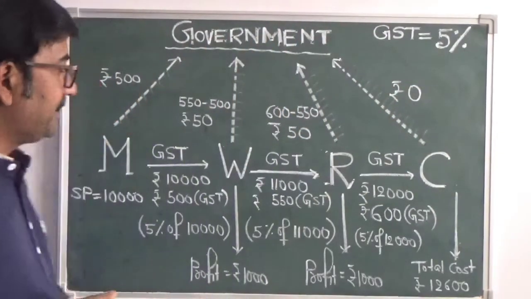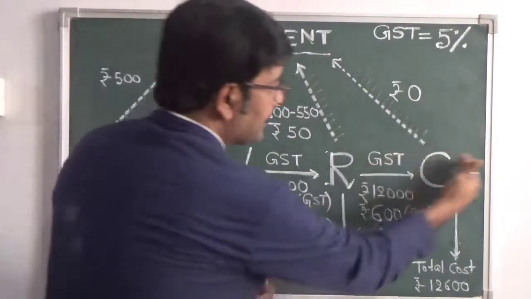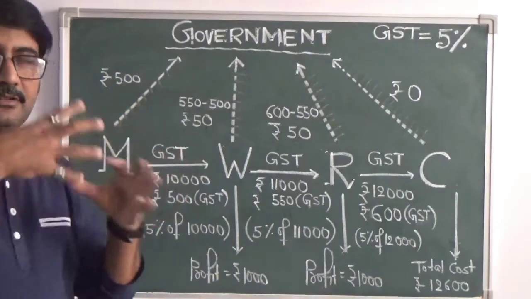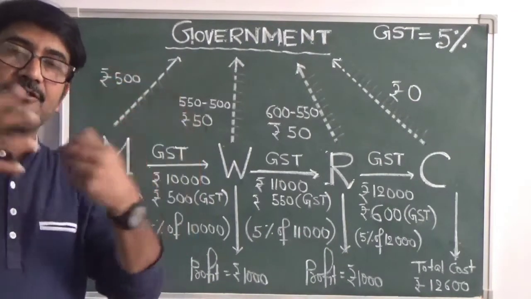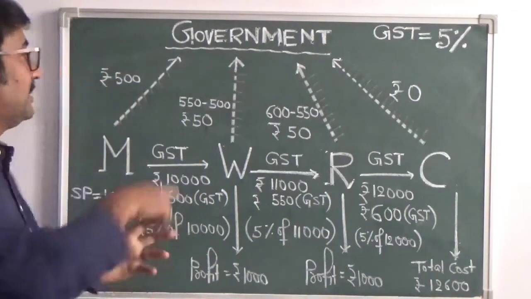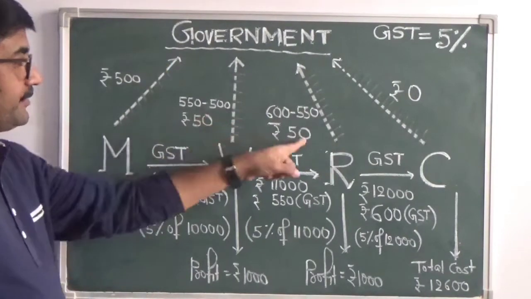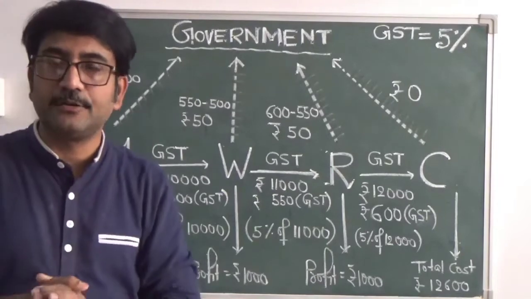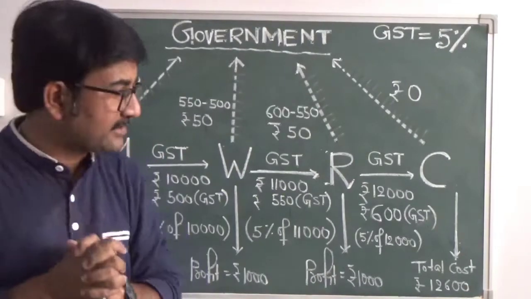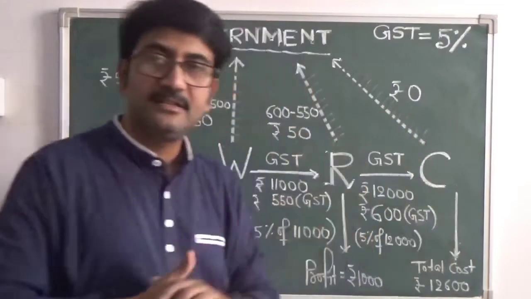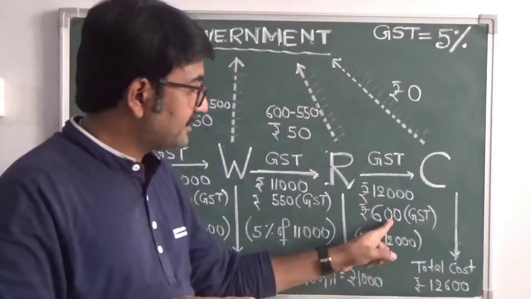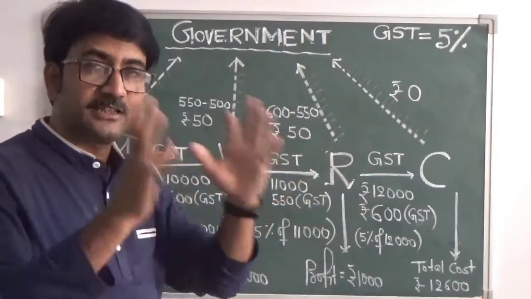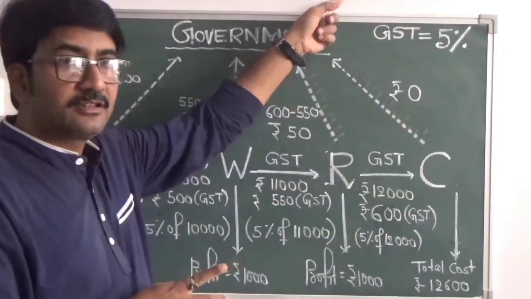Now let's see what is actually happening here. Leaving aside the last transaction, we calculate all the taxes which have already been paid to the government: 500 here, 50 here, 50 here. So 500 plus 50 plus 50, a total of 600, is the amount of GST already paid to the government. Now the last point: the customer pays the total tax of rupees 600, and that has been paid to the retailer. The customer or the consumer does not pay any tax to the government.